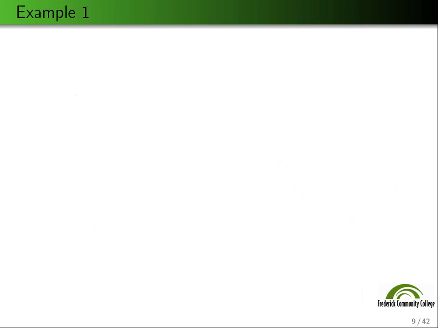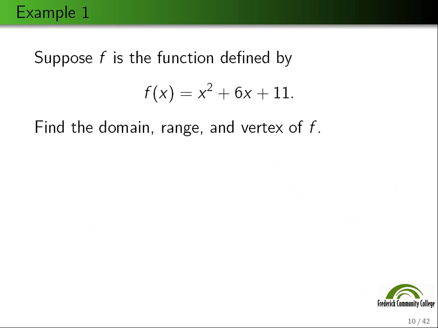So let's jump into an example. Let's suppose f is the function defined by f of x equals x squared plus 6x plus 11. We want to find the domain, range, and vertex of f. Everything is going to depend on the vertex, so that's going to be the first thing we find.